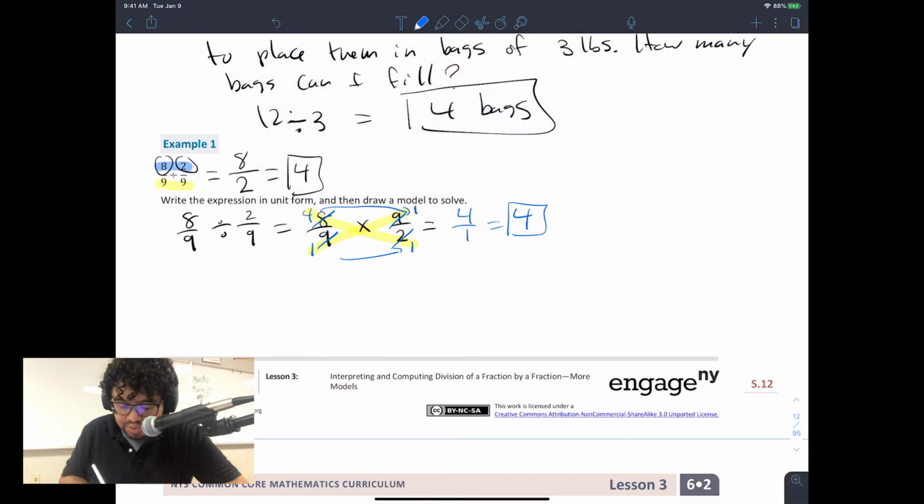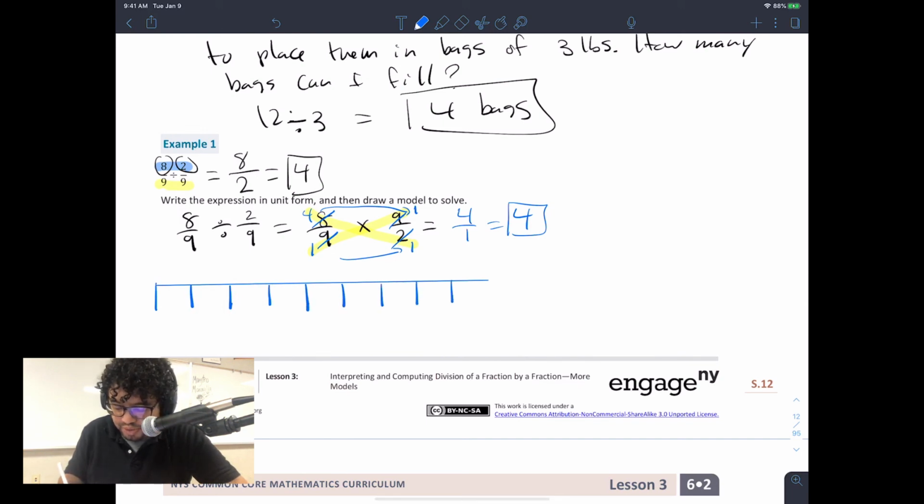So I'm going to do a model that has 9 boxes, and then I'm going to shade in 8 out of the 9. Okay, so let's do that. So we'll do this. Okay, try to make this kind of straight. Okay, so that's 1, 2, 3, 4, 5, 6, 7, 8, and 9. Close this. Right, make it as straight as we can.